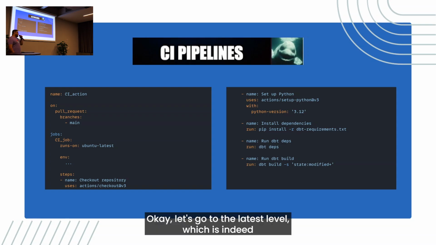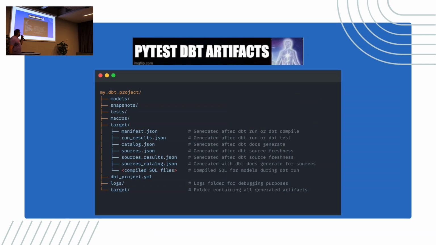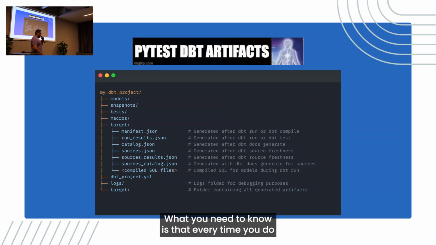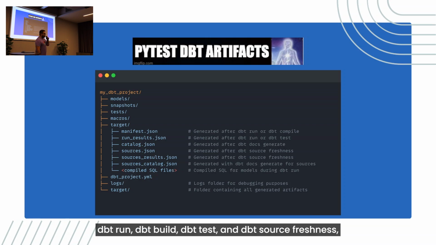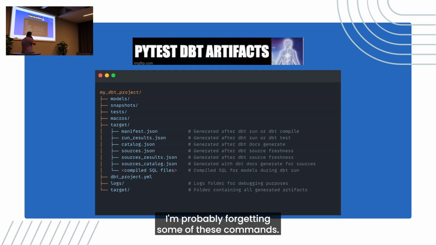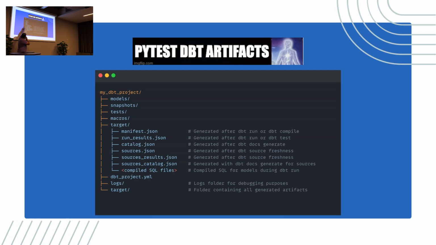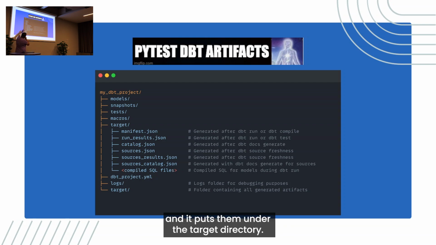Okay, let's go to the latest level, which is indeed related to the DBT artifacts. What you need to know is that every time you do any DBT thing from your command line, from a DBT compile, DBT run, DBT build, DBT test, and even DBT source freshness, I'm probably forgetting some of these commands, DBT creates quite a lot of artifacts. Basically, they're JSON files, and it puts them under the target directory.